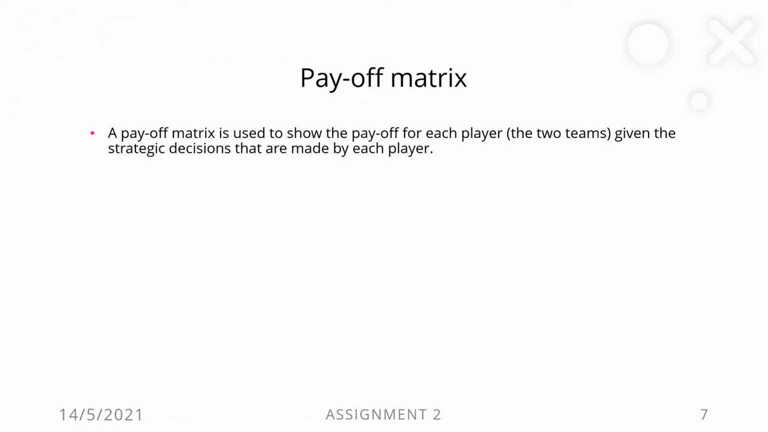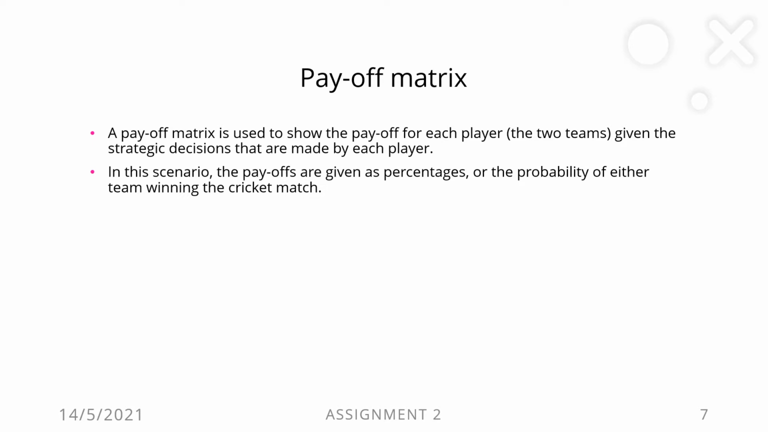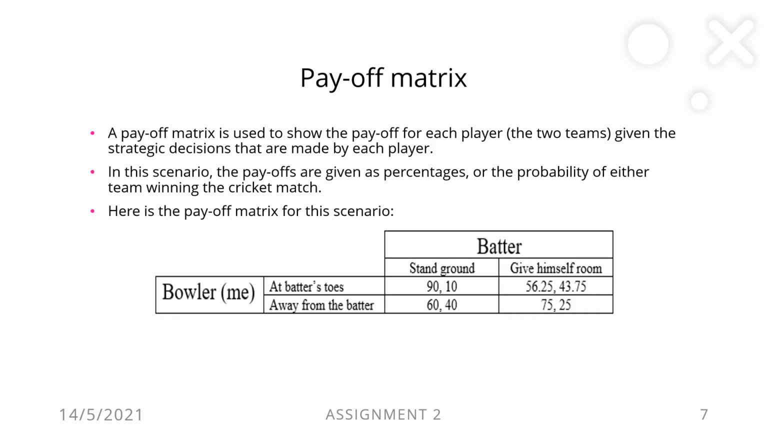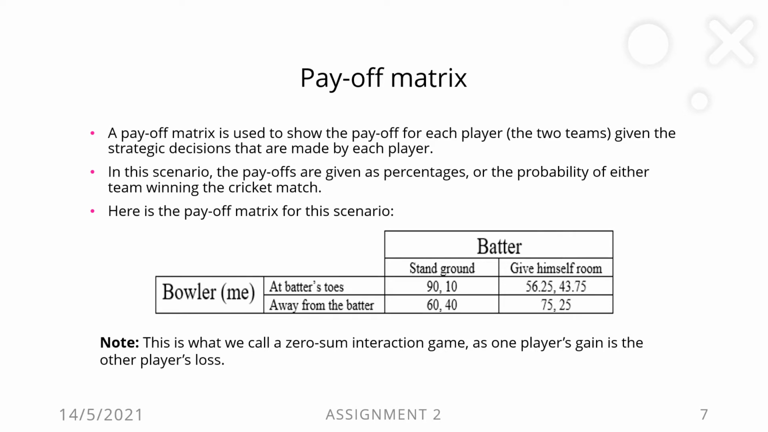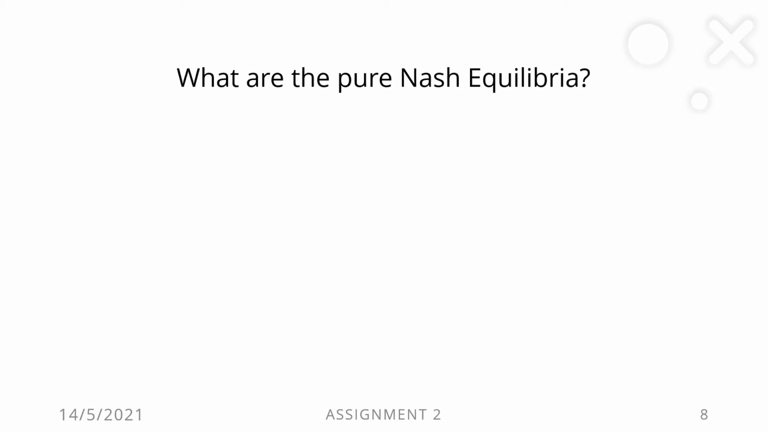So we'll have a quick look at the payoff matrix, which is represented as percentages, or the probability of either team winning the cricket match. So here is the payoff matrix. And this is what we call a zero-sum interaction game, as one player's gain is another player's loss, the players being the two teams.